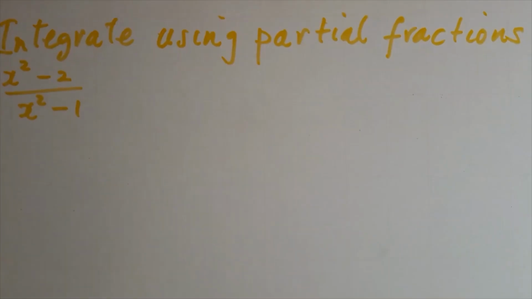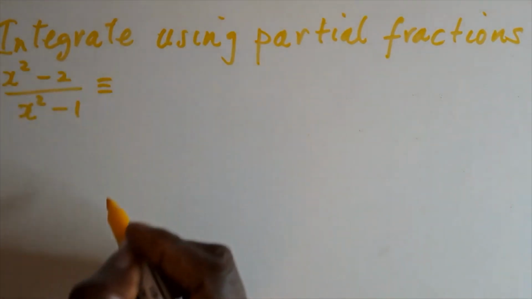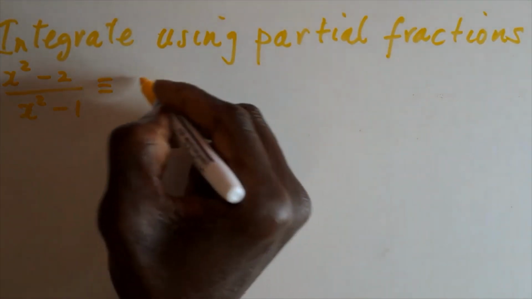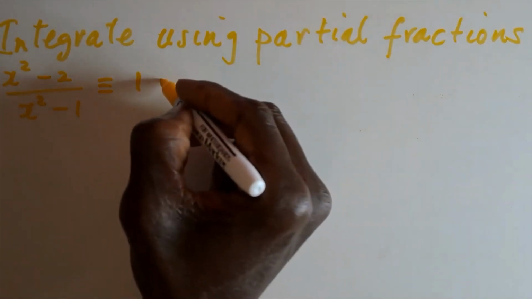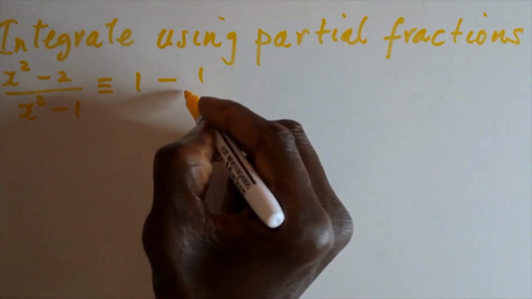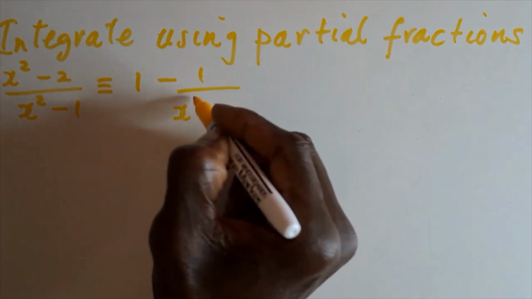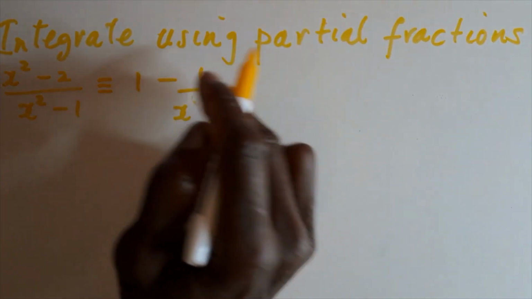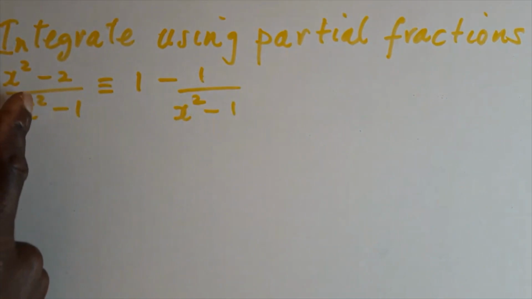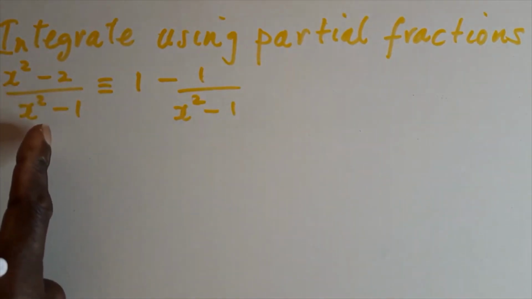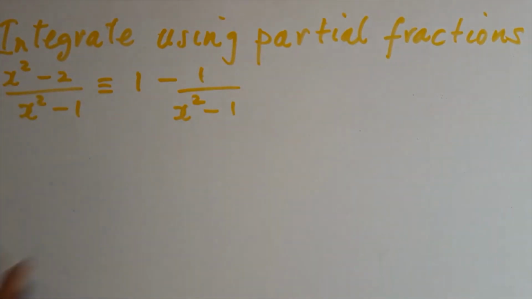Hello, integrate using partial fractions. So we have x squared minus 2 divided by x squared minus 1. Well, we can simplify this by writing it as 1 minus 1 over x squared minus 1. So what I've done at this stage, I've divided x squared minus 2 by x squared minus 1. So I'll have 1 and remainder negative 1 over x squared minus 1.